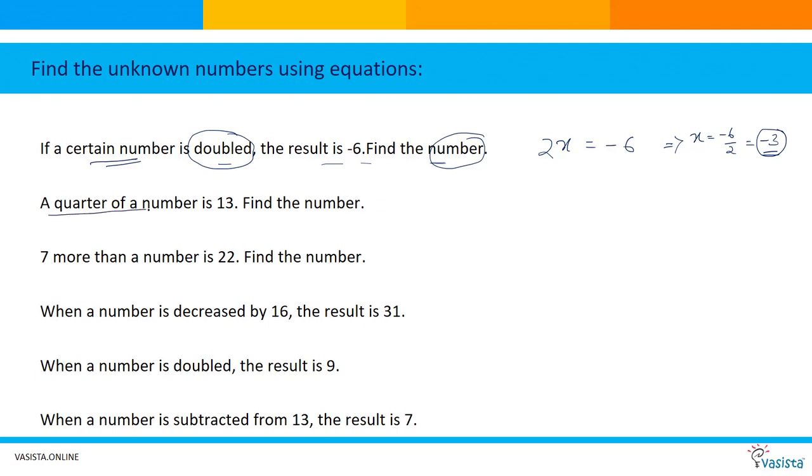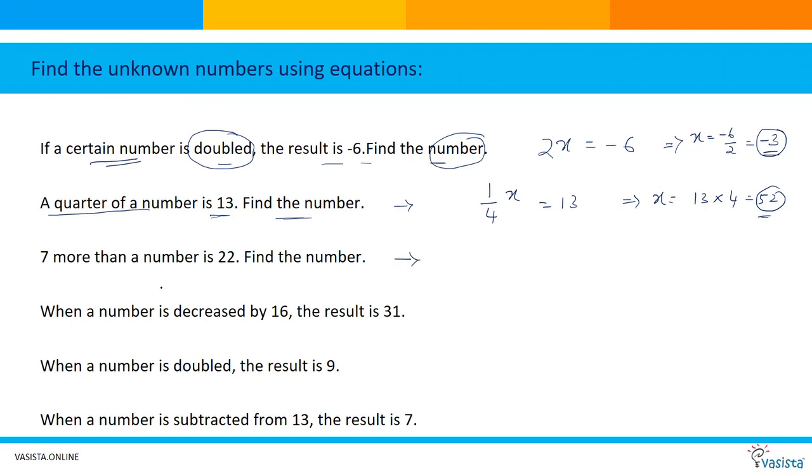A quarter of a number is 13. Find the number, right? First of all, I read the problem. Then a quarter of a number, let the number be x. A quarter of a number is nothing but x by 4 is equal to 13. What is x? So x is equal to 13 into 4. This is going to be 52. Right.